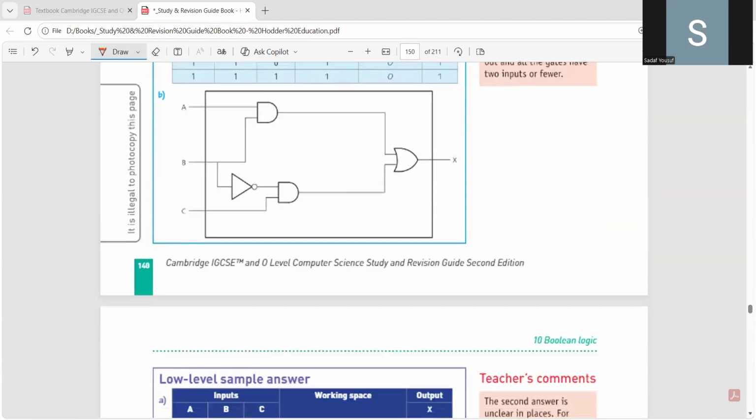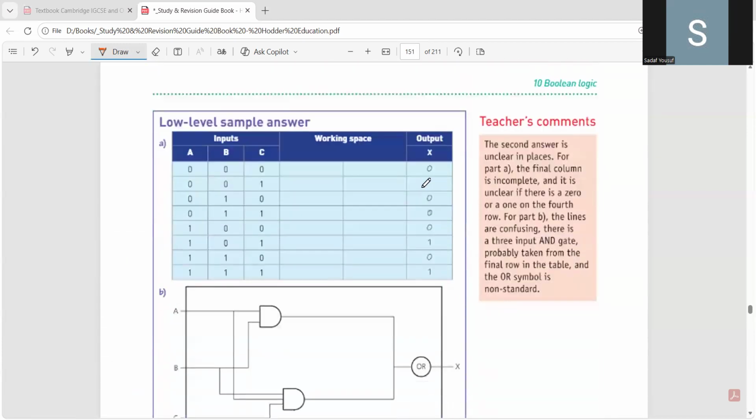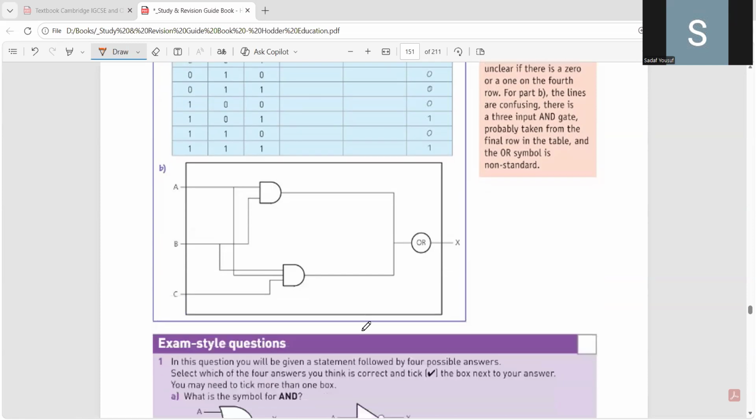And now moving to the next one, you can see the low level answer. Second answer is unclear, no working space being used. Again, just some answers are written like this, and he has not used the right symbols also, and that is why he will definitely not be getting the marks. So be very clear about the drawing. Are we all clear about this?